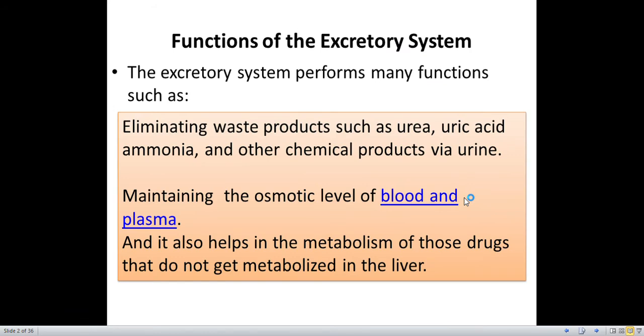Functions of the excretory system. The excretory system performs many functions such as eliminating waste products such as urea, uric acid, ammonia and other chemical products via urine, maintaining the osmotic level of blood and plasma, and it also helps in the metabolism of those drugs that do not get metabolized in the liver.